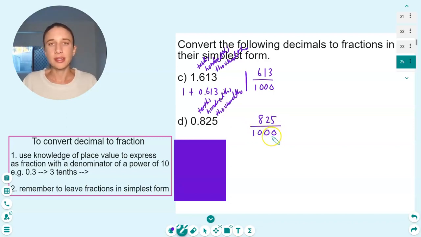And then we ask ourselves, is that fraction in simplest form? Are there any common factors between the numerator and denominator? Well, they end in 5 and 0. So that means that 5 is a factor. So we can do that. Now, I'm not meant to have my calculator, so I'm not going to reach for it. So 825 divided by 5.